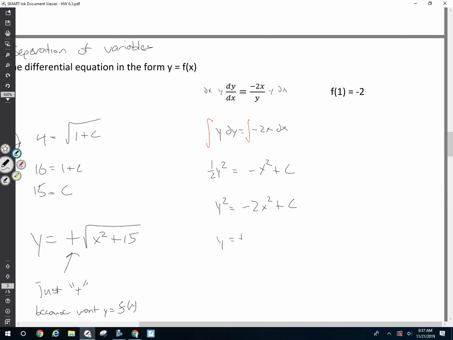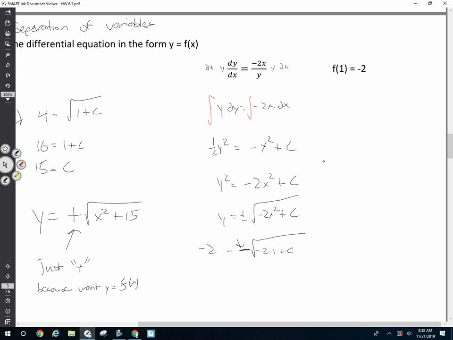Y will equal plus or minus root negative 2x squared plus c. See how the c is underneath the square root. That's very important. Okay, when I plug in 1, I better get a negative 2, which means I'm going to just need the negative half of my plus or minus.